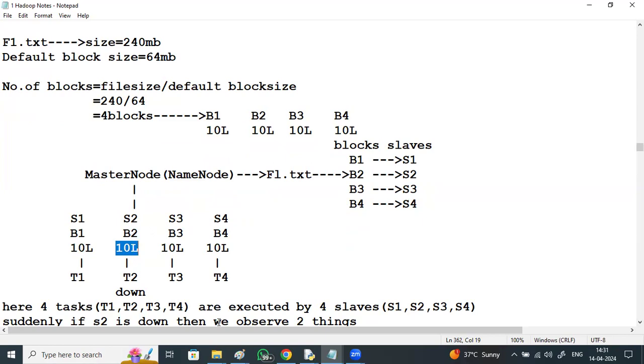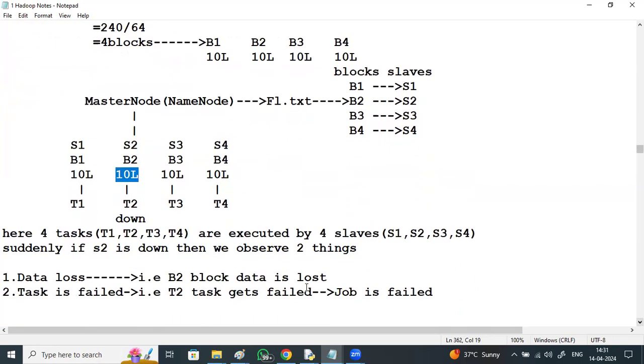Suddenly, if S2 is down, we observe two things. Data loss, that is, the B2 block is lost. And the task fails. The T2 task which is executed by S2 also fails. So the Java job also failed. How is Hadoop able to overcome this kind of situation? Through the replication and fault tolerance mechanism.